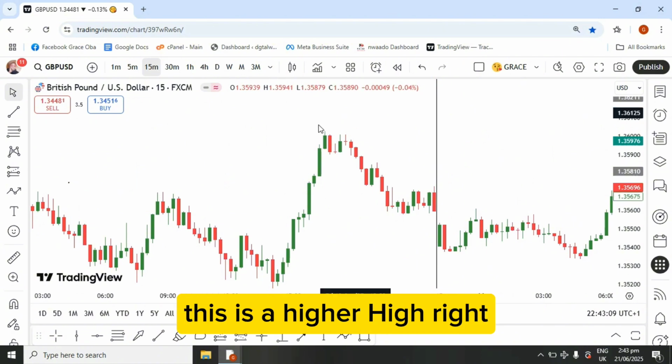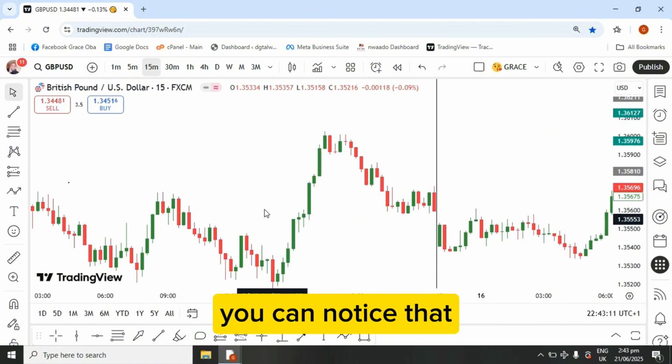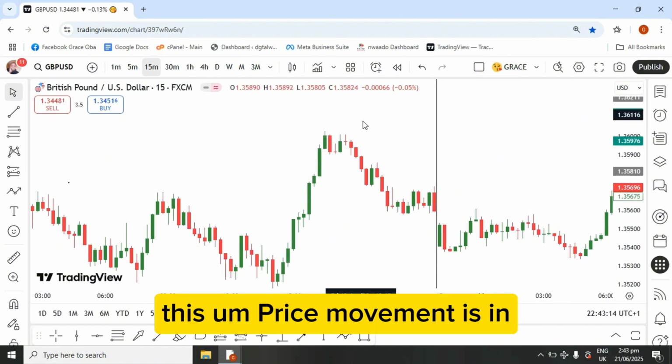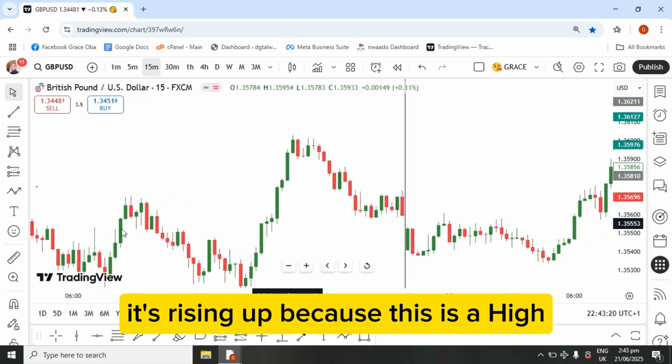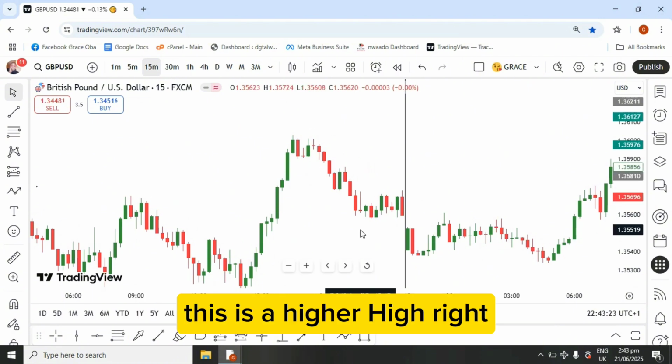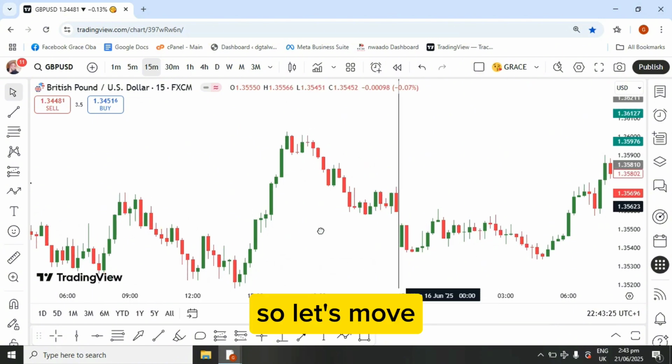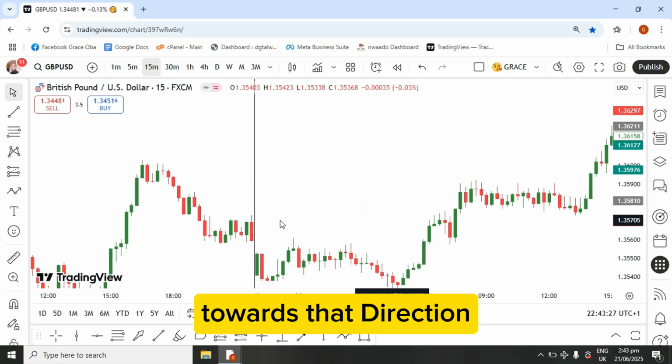This is the higher high, right? You can notice that this price movement is trending in the bullish direction. It's riding up. This is a high. This is a higher high, right? So let's move towards that direction from here.